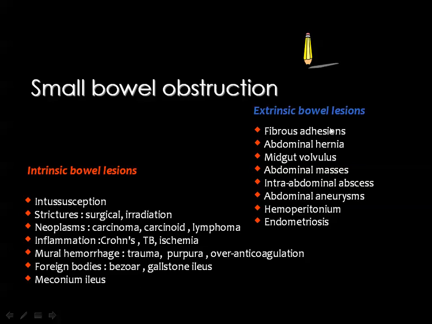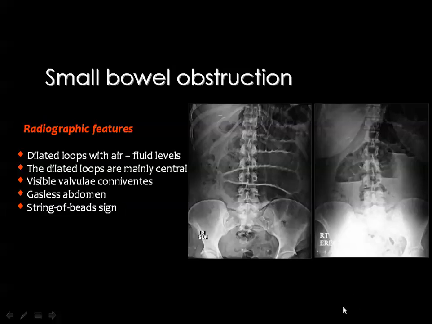The extrinsic causes include fibrous adhesions, abdominal hernia and incarcerated hernia, volvulus, abdominal masses, intra-abdominal abscesses, abdominal aneurysms, hemoperitoneum, and endometriosis. Then, as I have said, whenever there is clinical suspicion of intestinal obstruction, you should have the supine film and the erect film. In the supine film, you can see the intestinal loops, which are dilated, filled with gas, and in the erect film, you can see the air fluid levels.